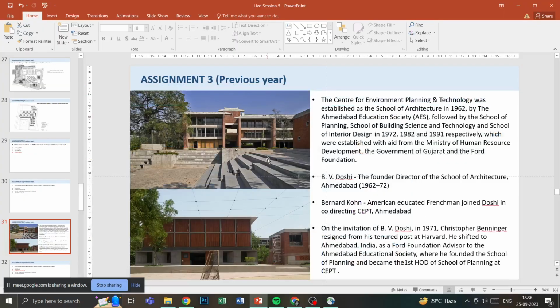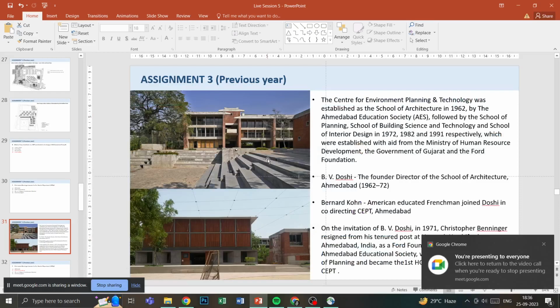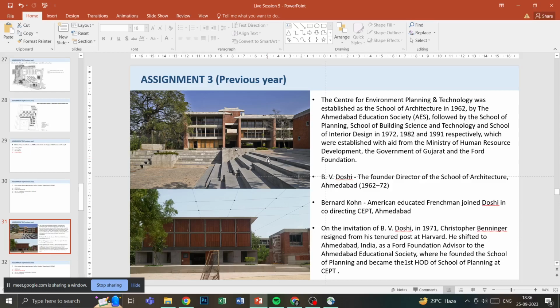Okay, so I'll continue. CEPT, or the Center for Environment Planning and Technology, was established as the School of Architecture in 1962 by the Ahmedabad Education Society, AES. It was followed by a School of Planning. So first only the School of Architecture was established, and then later the School of Planning, School of Building Science and Technology, and School of Interior Design were established slowly over the consecutive years. They were established with aid from the Ministry of Human Resource Development, Government of Gujarat, and the Ford Foundation.